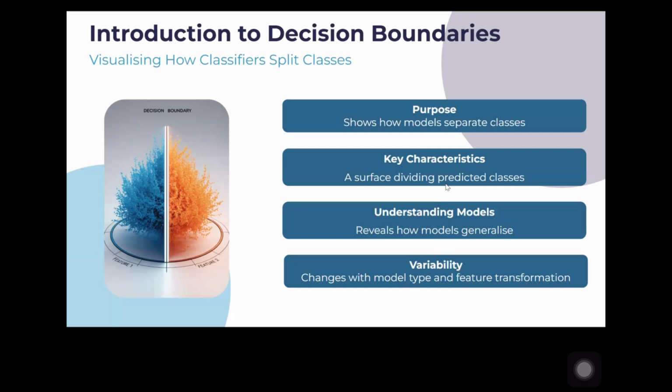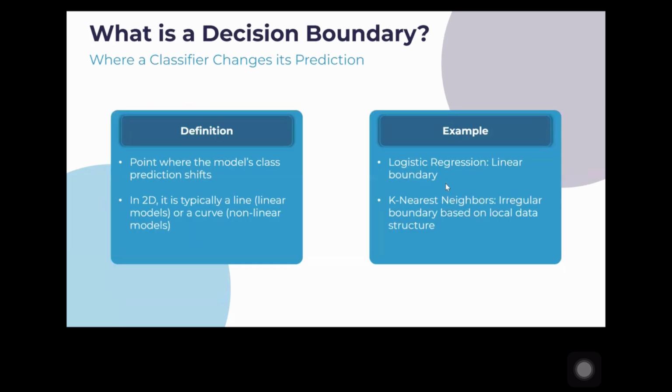How do we generalize these models, and how are these models going to reveal the relationships between the target variable and independent variables, and what are the changes within the model type and feature transformation? How do we do that? So let's see where a classifier is going to change its prediction. For example, the definition is the point where the model's class prediction shifts, as I said, 0 converting to 1, 1 converting to 0. And ideally, there are situations where we have a decision boundary where 0 versus 1 are separated altogether.